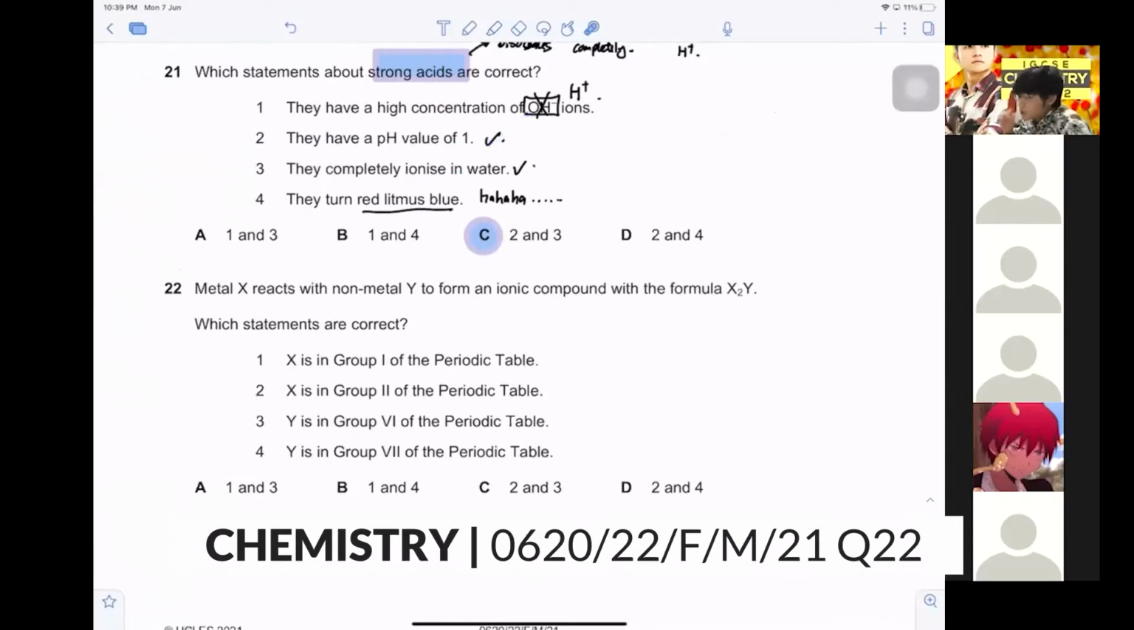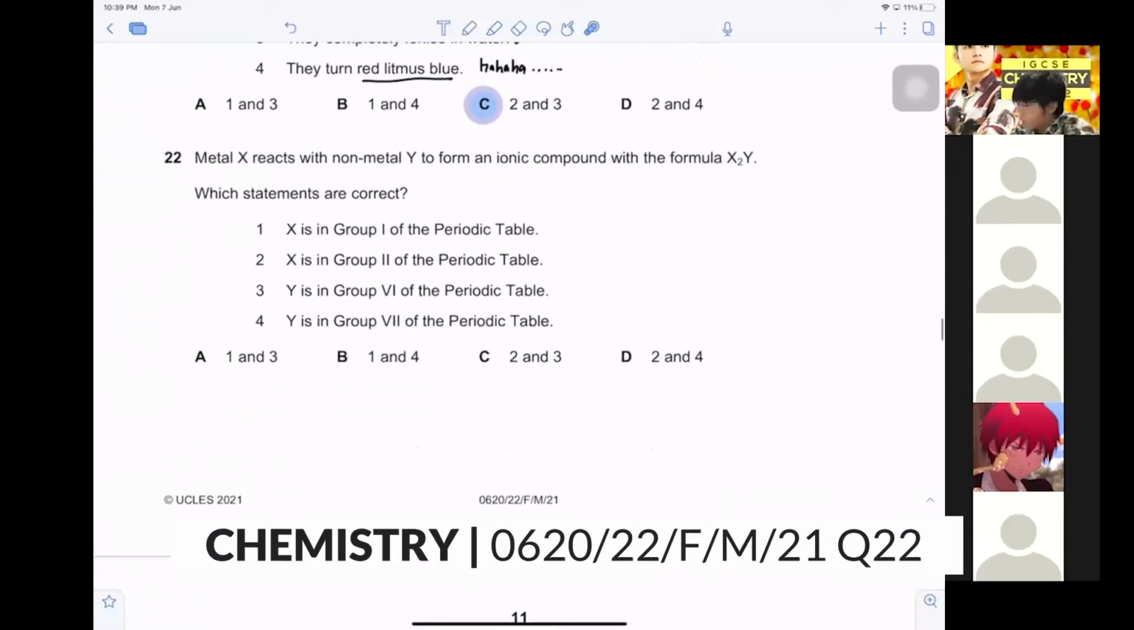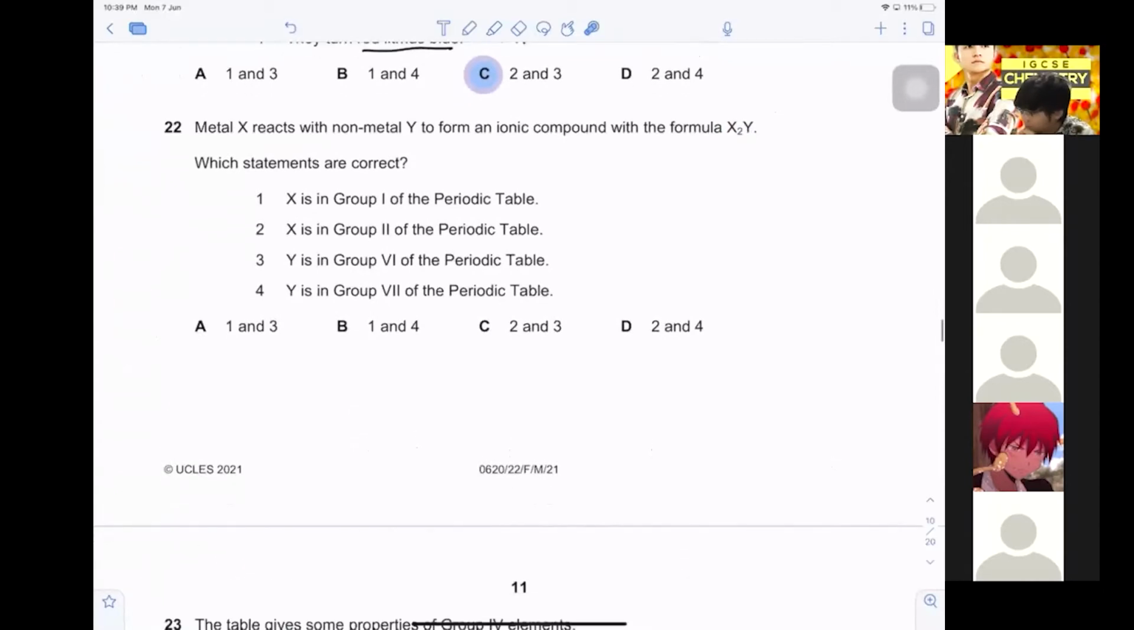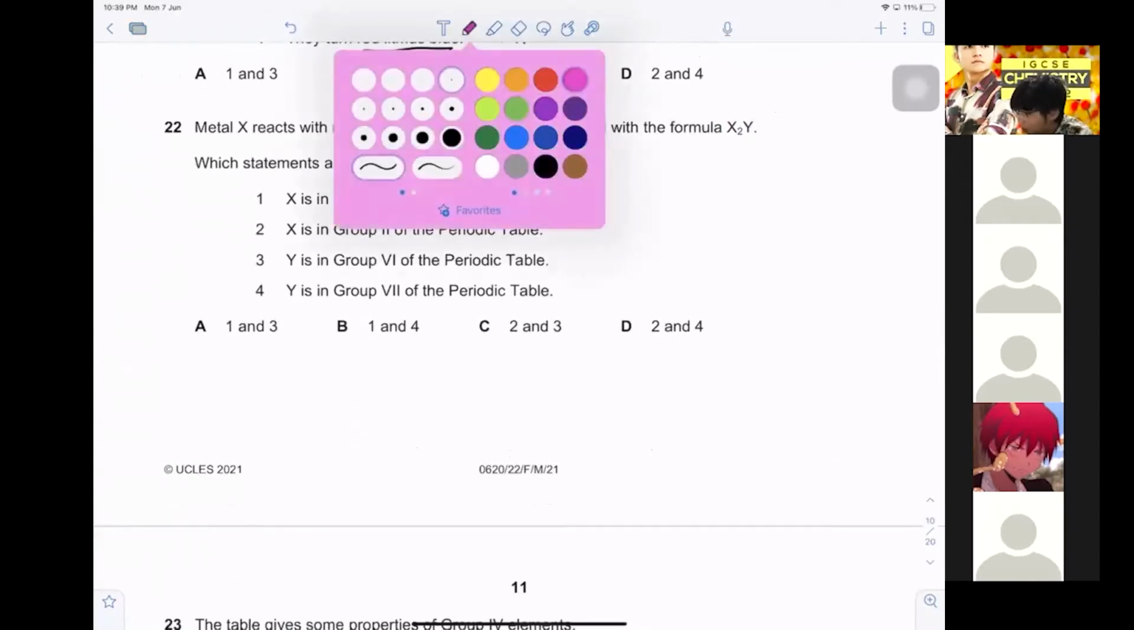Okay, so 22, metal X reacts with non-metal Y in... oh, you again, this is a perfect couple. Wow, but this time this girlfriend got 2 boyfriends. This sounds like Erica lah, but Erica is not here. Is Erica here? One girl dating two boyfriends.